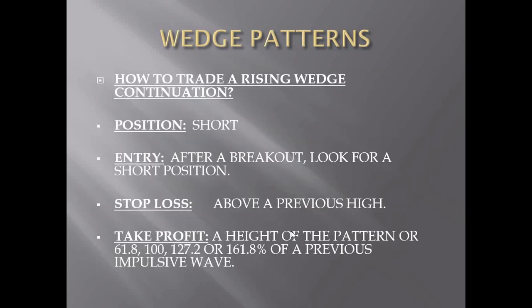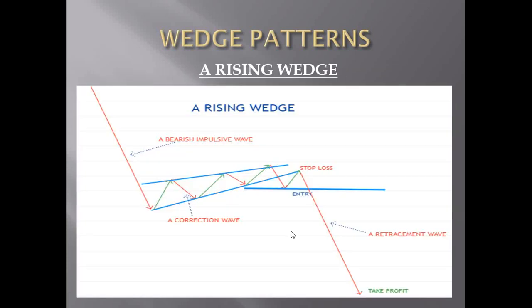So now going to the rising wedge. The rising wedge, traders, has to be formed in a bearish market. The market will have to make a bearish impulsive move, as you can see here. Thereafter, after the bearish impulsive move, the market will form a rising wedge. A rising wedge is actually formed as a correction move. So this is actually the correction pattern of this impulsive move.